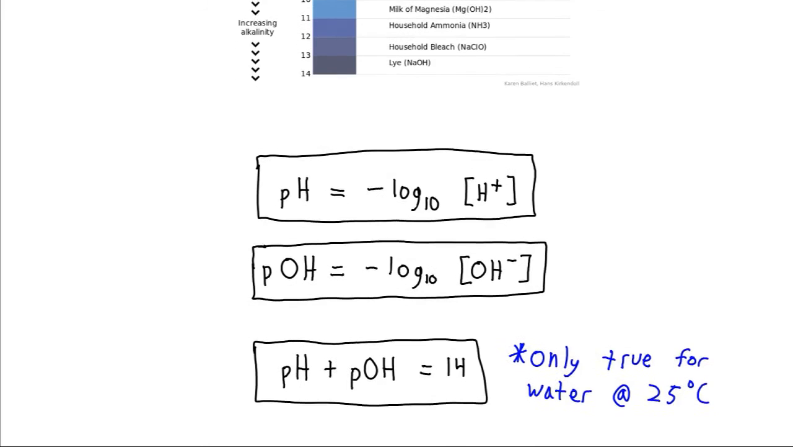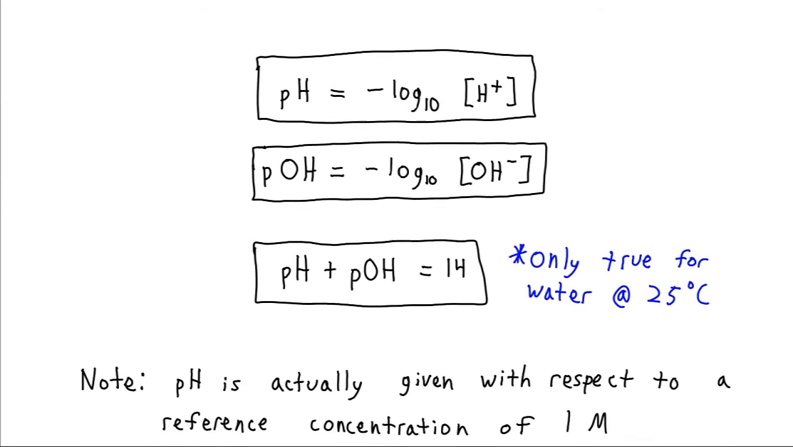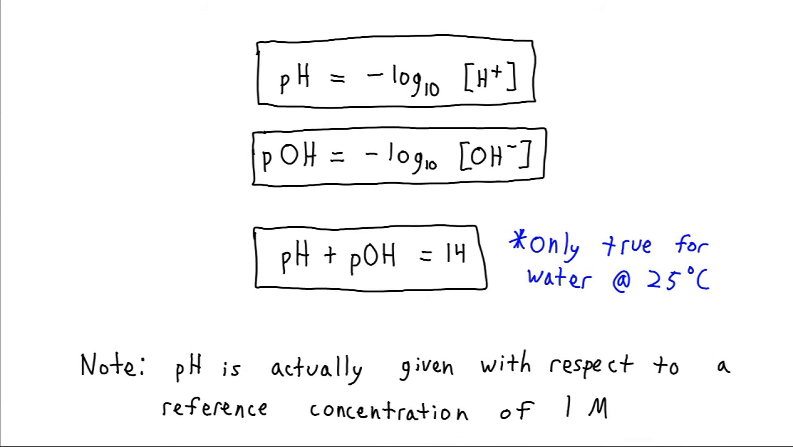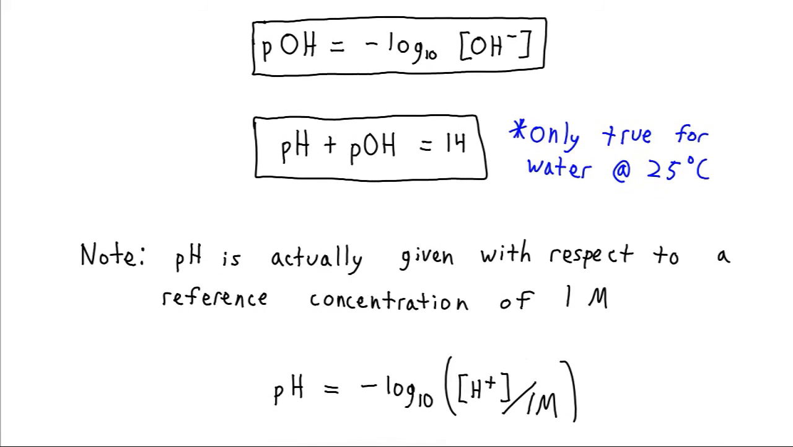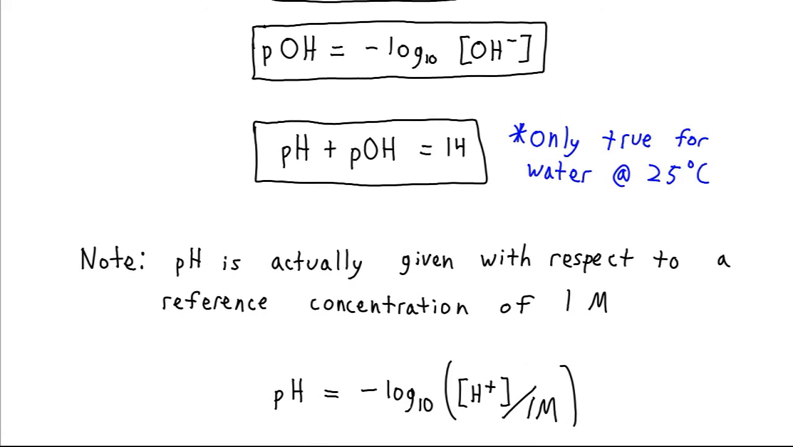Now, just like with our equilibrium constants, the pH is actually given with respect to a reference concentration of 1 molar. Remember, you can't take logarithms of things that have units on them. So for our pH, we surreptitiously divide the concentration by 1 molar. And same thing for our pOH definition.